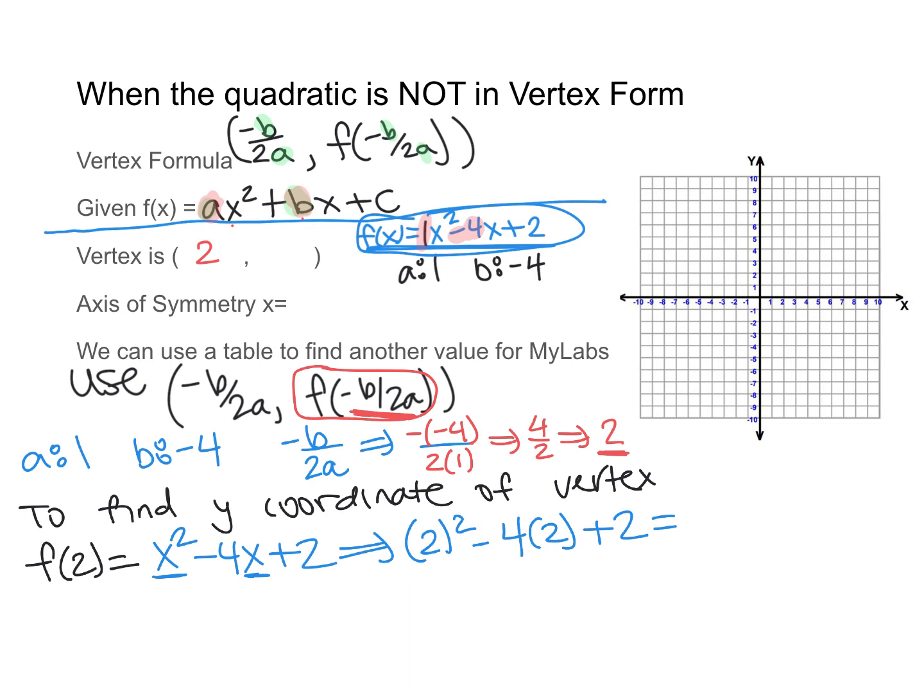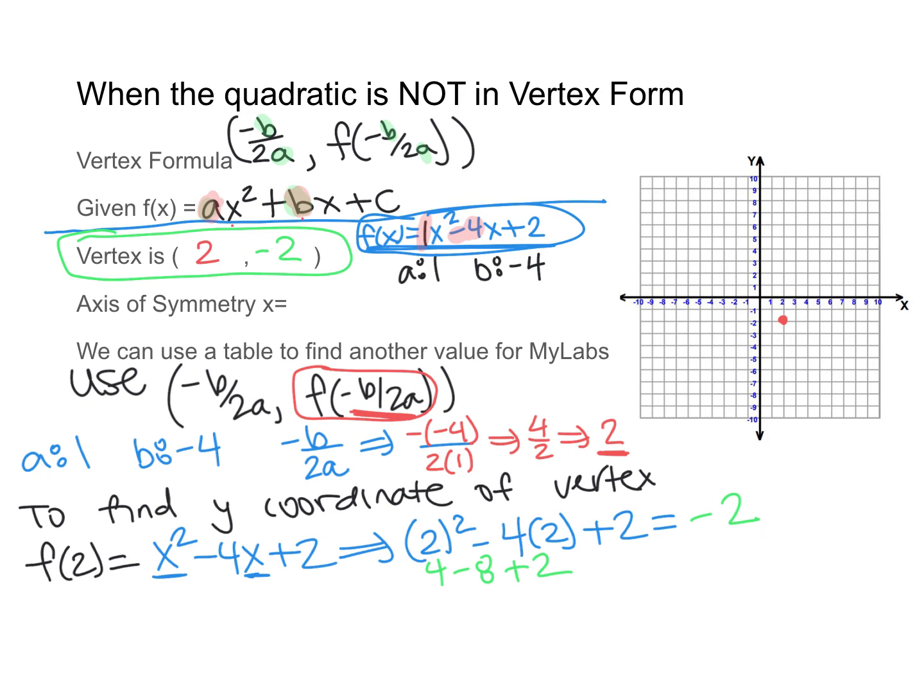So I would have 2 squared, which is 4, and then minus 8 plus 2, which would be negative 4 plus 2, which is negative 2. So that is the y-coordinate of my vertex. So my vertex is (2, -2). So I do the negative b over 2a. That gives me the x value. I take that x value, I plug it back into the function to find the y value. So (2, -2) would be the ordered pair for my vertex.